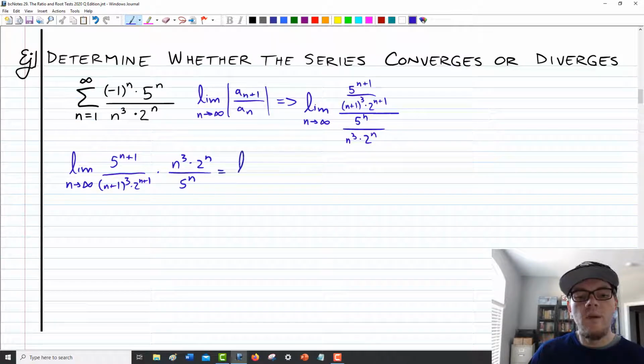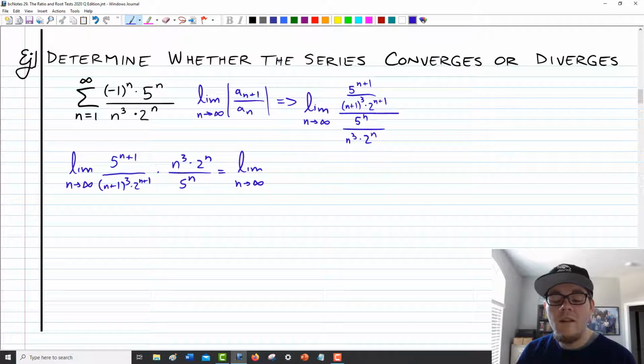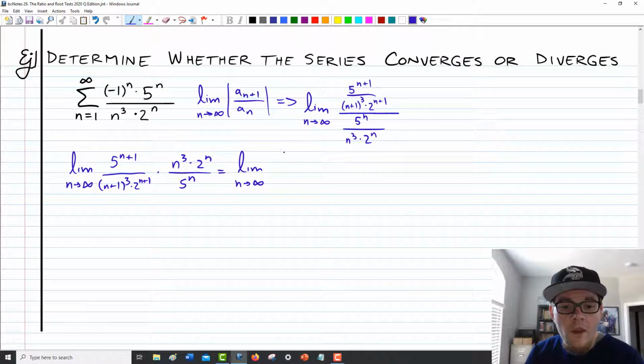So as I did on the last one, once I've done that, I'm going to start to reorganize everything so that the pieces that are the same are together. In addition, since I feel pretty confident in at least some of this algebraic work, I'm going to go ahead and decompose some of the pieces here. Specifically, I'm going to write 5 to the n plus 1 as 5 to the n times 5 to the 1, and I'll put it all over 5 to the n.